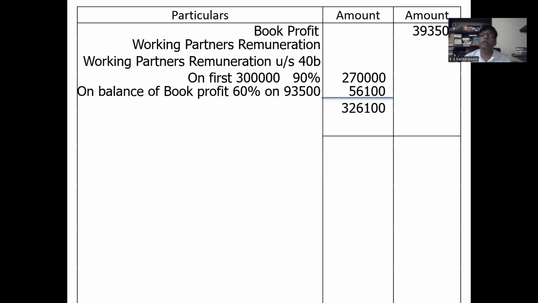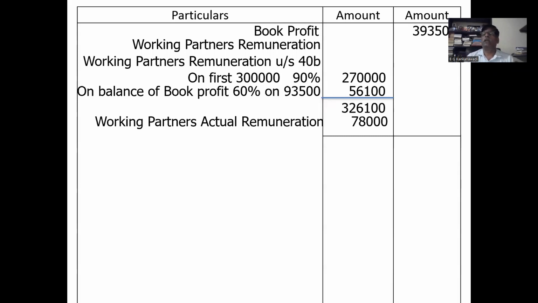As per 40B. Then the actual remuneration, already I told, is two: one is salary, another is commission given to A and B. Actual remuneration is 78,000. Out of these two, whichever is less, that means 78,000. 78,000 is the allowable deduction. You deduct it, balance is 3,15,100.